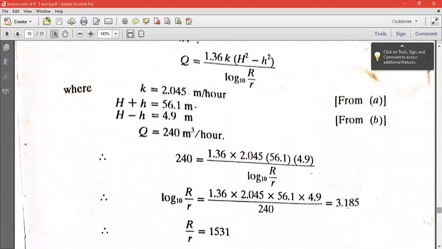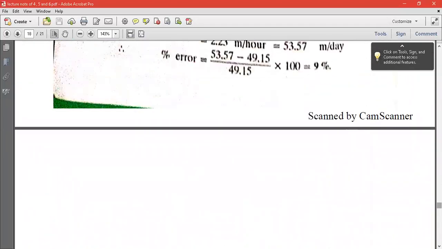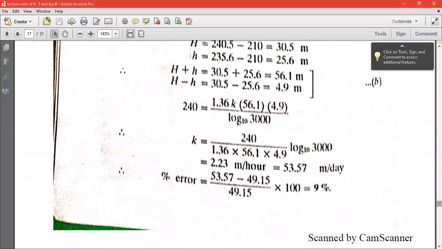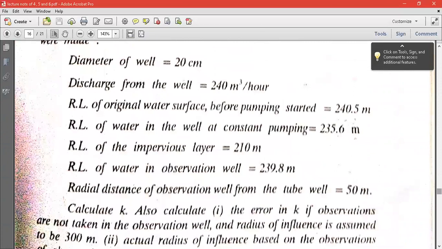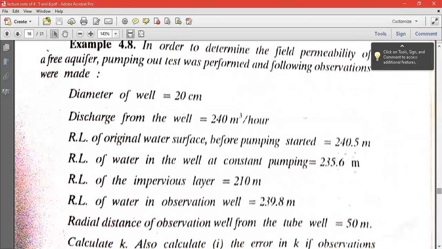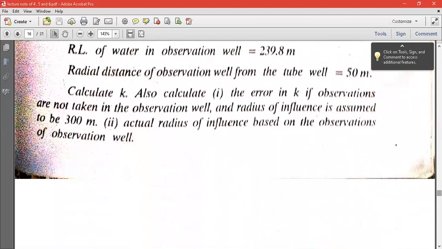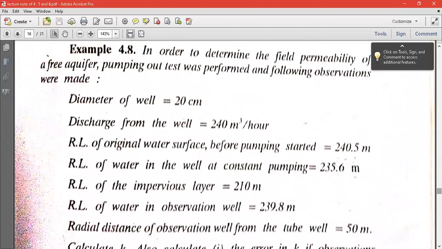So this problem creates a concept for the students: what is the role of the observation well in the well system? It might happen that we do not know the radius of influence, but the intermediate observation well will give the data, and with the help of the data, if I put it in the fluid theory formula, you can arrive at the desired parameter we are going to find out, whether it is Q or K. This is the thing.